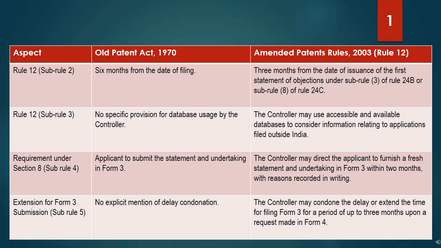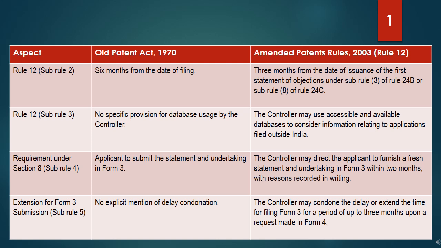Sub-rule 2. Under old rule, you had 6 months from the date of filing a patent application to submit the required information about foreign patent applications through Form number 3. According to new rule, now you have 3 months from the date the first statement of objections is issued, based on rules 24B or 24C. This cuts the original time period in half and ties it to when objections are raised, not the filing date.